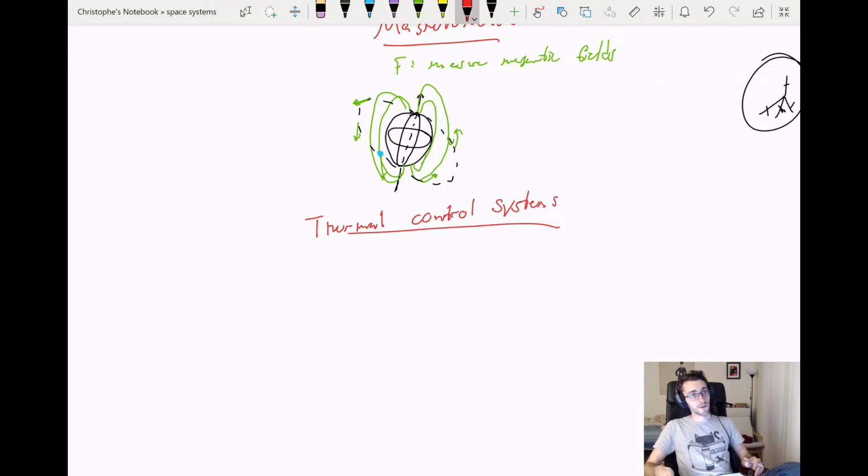What is the purpose of a thermal control system in a space vehicle? The purpose or function of a thermal control system on a space vehicle is primarily there to make sure everything stays at an operable temperature.